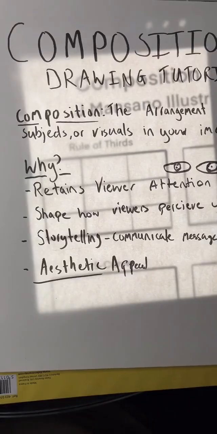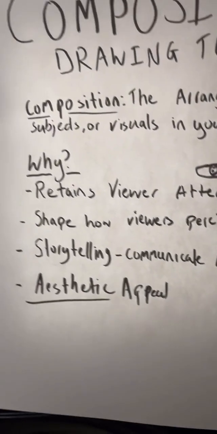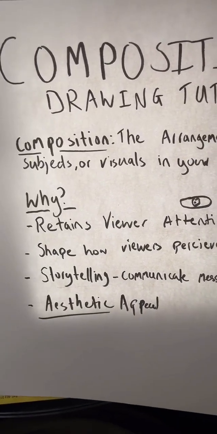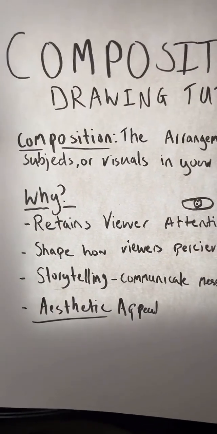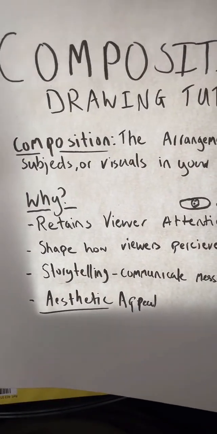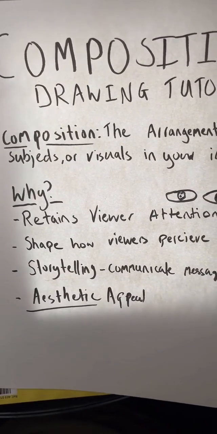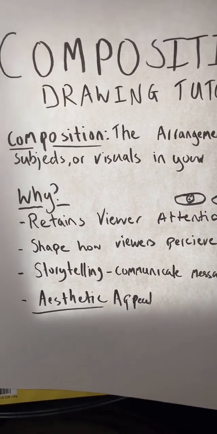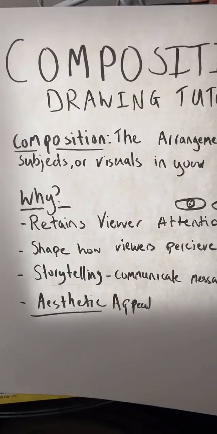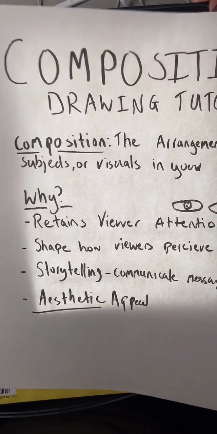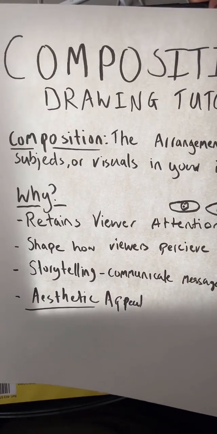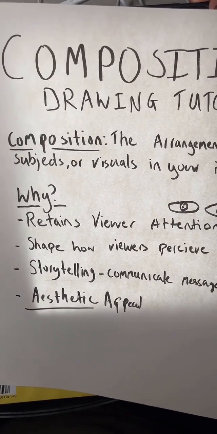right? This is what we looked at last week. So composition is the arrangement of subjects or visuals in your image. Yeah, so it could be in your drawing, in your photo, in your film, right? It's just where things are placed in. And why we use them is because one of the reasons why is we want to retain the viewer's attention, to keep them engaged with your work.